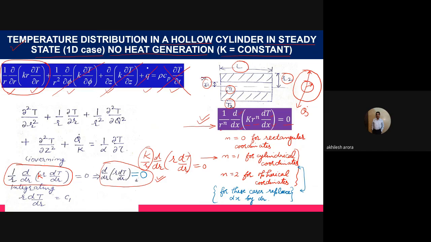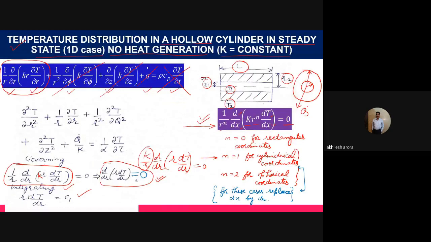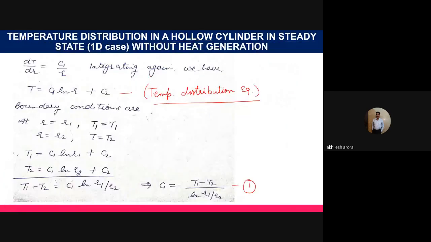So let us first see, when we do the first integration, we get r dt by dr is equal to C1, where C1 is the constant which is to be calculated from the boundary conditions. Then we can write it as dt by dr is equal to C1 by r. And then to calculate the temperature T, we can integrate it once again. And when we integrate it once again, we get T is equal to C1 log natural r plus C2.